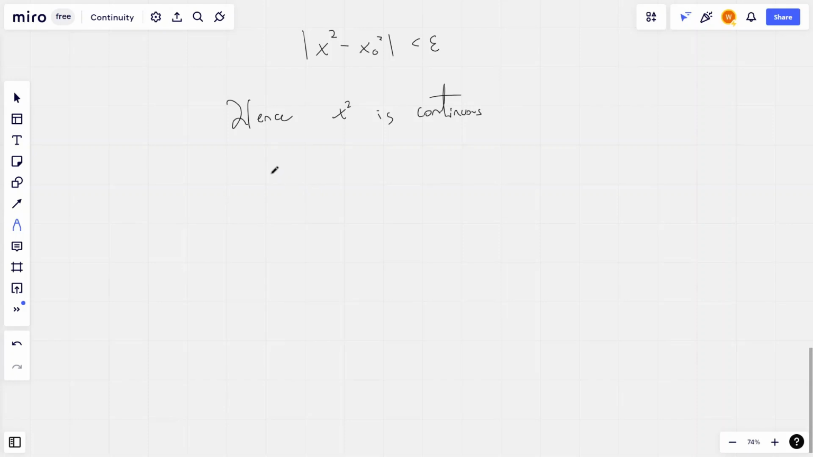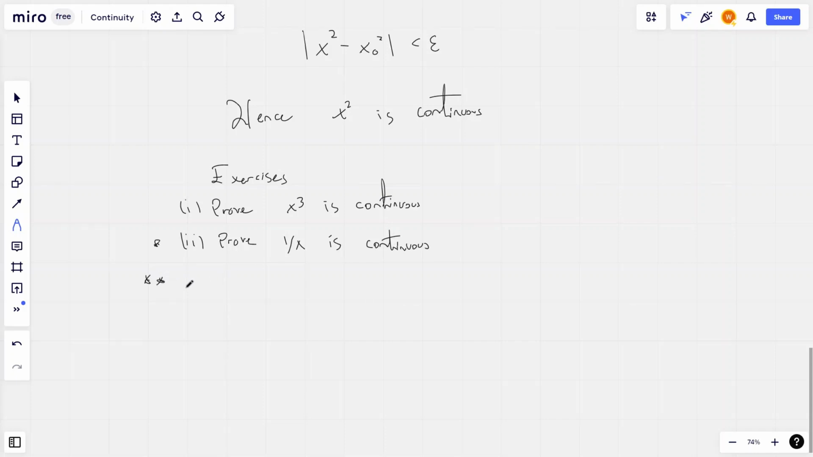Alright, now I'm going to give the viewer a few exercises to finish off the video. So we have our first exercise, which is prove x cubed is continuous. Second one, a little bit harder: prove that 1 over x is continuous.